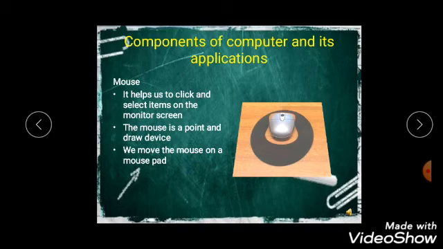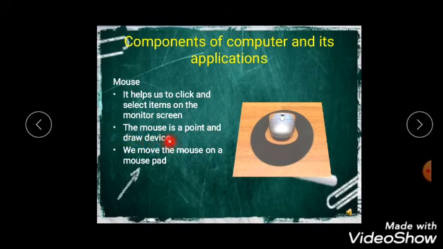The mouse is the clicking device. The mouse is the pointing device or clicking device, drawing device, whatever we can say. It helps us to click and select items on the monitor screen. Using the mouse, we can select the files or the documents on the monitor screen. And the mouse is a pointing device.